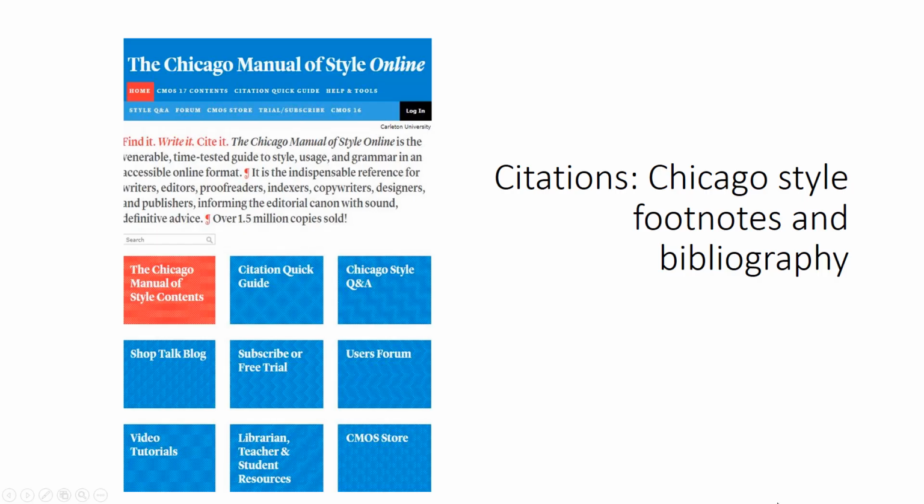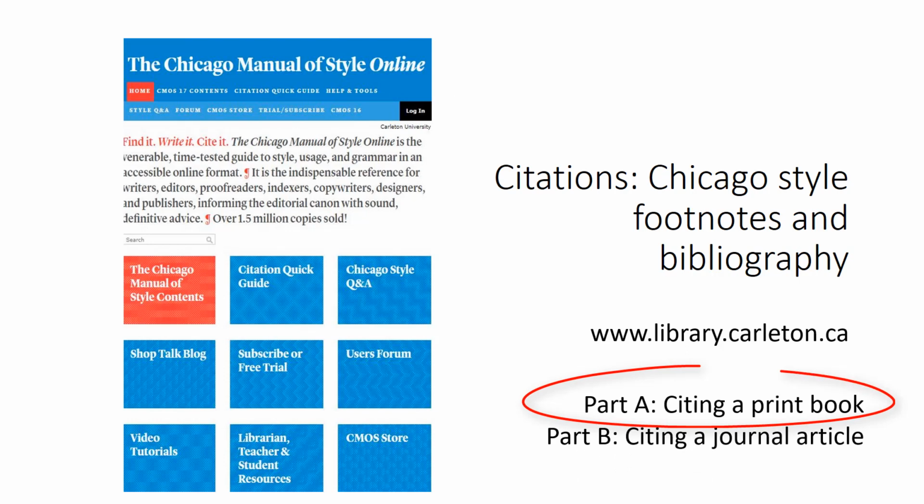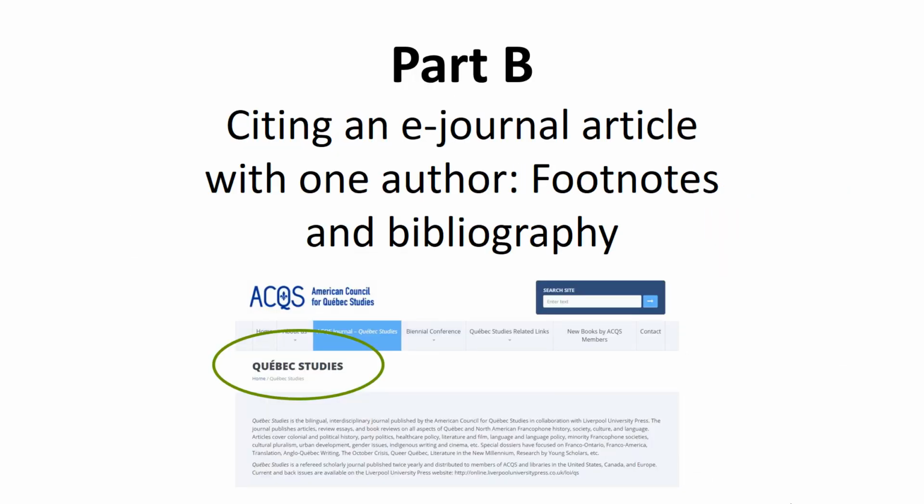Welcome to Part B of this second video on using Chicago style from the Carleton University Library. In the first video, we looked at the Chicago Manual of Style online. In Part A of this second video, we looked at citing a print book in footnotes and a bibliography. In Part B, we will look at how to cite an e-journal article with one author in footnotes and a bibliography.